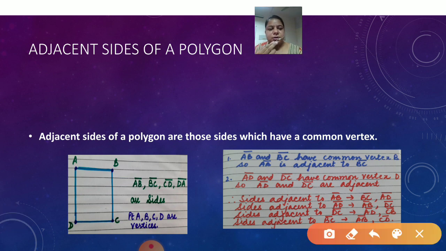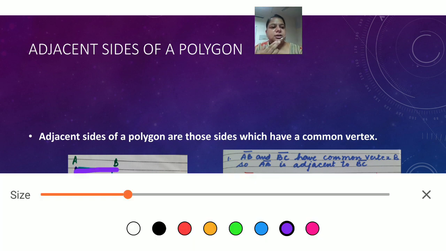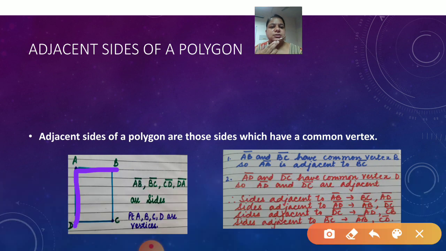There is one more pair of adjacent sides you can check. The next pair is DA and AB. Again just check what is the common vertex in these two. Common vertex is point A. So AD and AB are two adjacent sides. You can give the name as you want. It can be DA also, it can be AD also. Either you can write it like this, DA and AB, or you can write it starting from point A, you can write AB and AD.